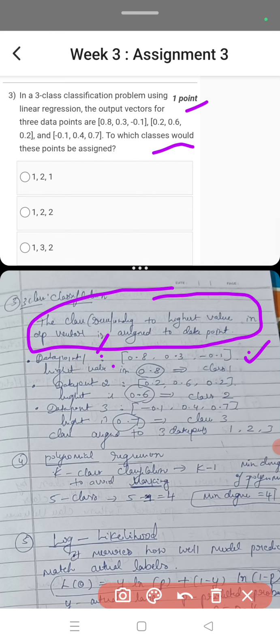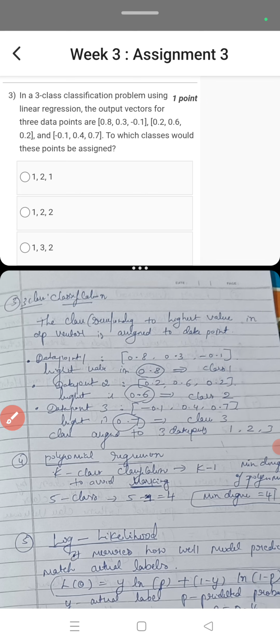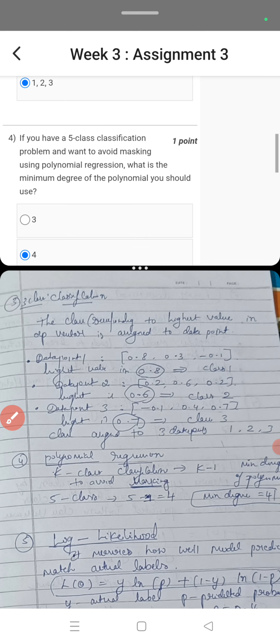Then for data point 2, the output is 0.2, 0.6, 0.2. The highest value is 0.6 and it is class 2. For data point 3, the highest is 0.7 and it is class 3. So the classes assigned to the 3 data points are class 1, 2, 3. So the correct answer is the fourth one.